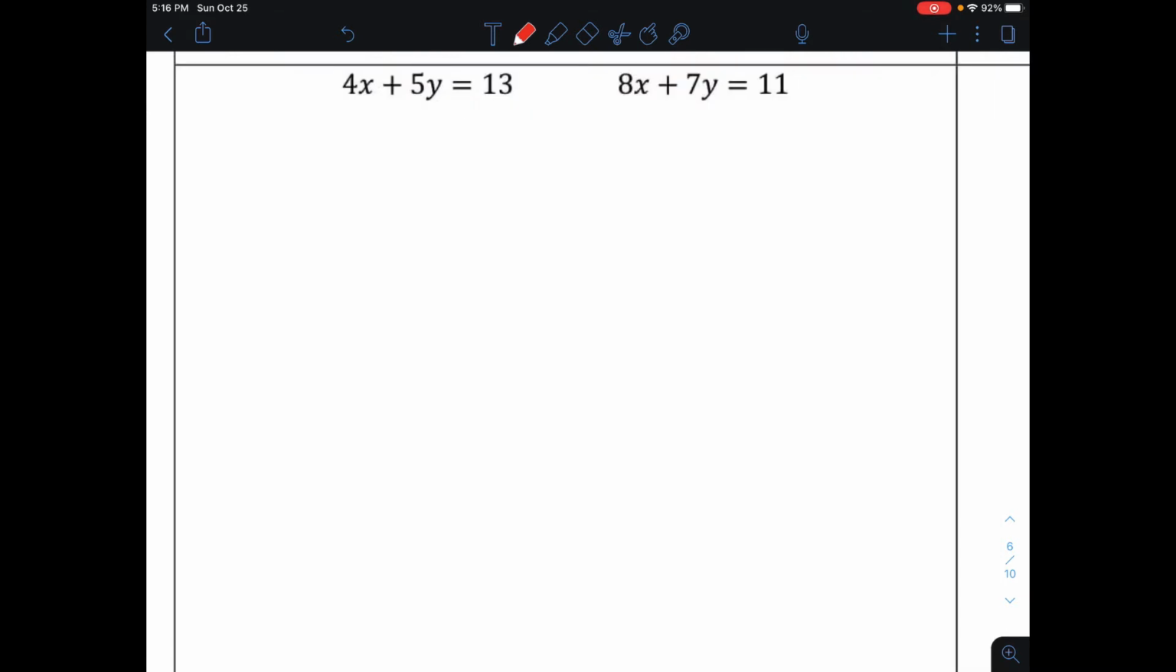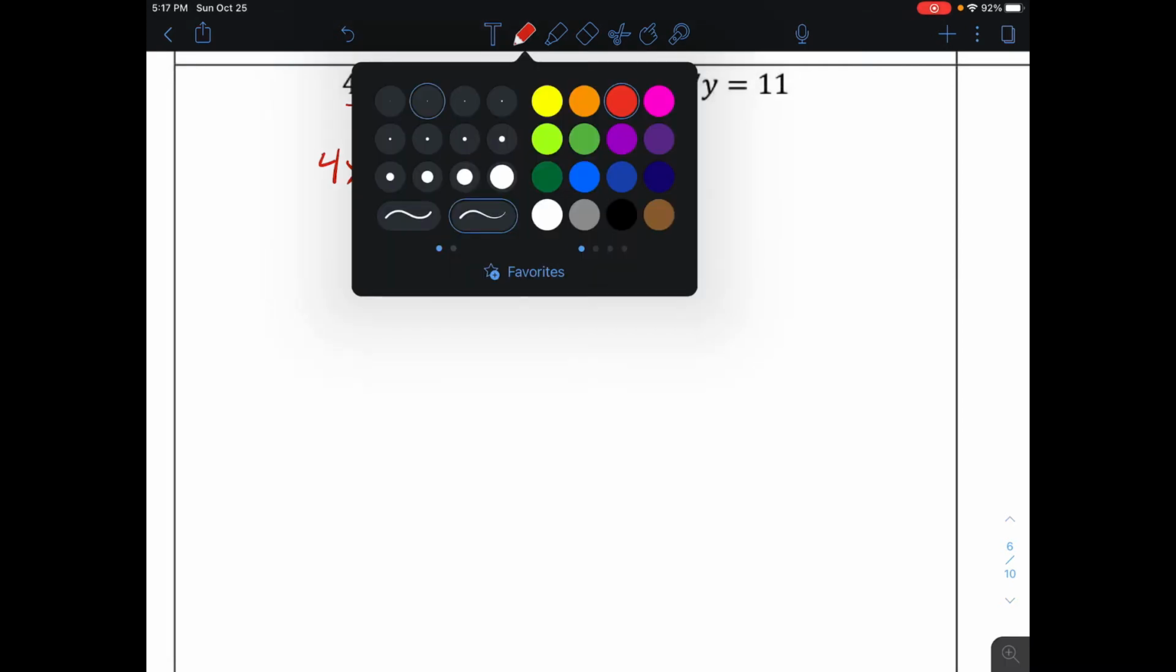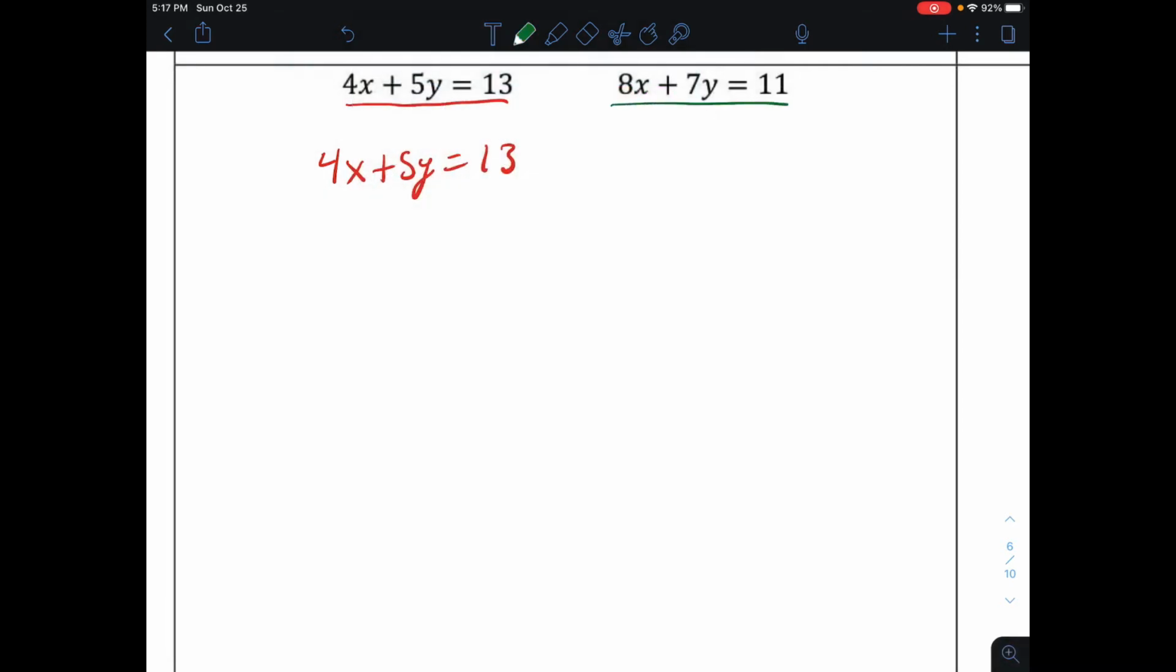All right, next problem here to solve by using the elimination method. So we'll go ahead and write the two equations on top of each other. So I'll take the first equation, which would be 4x plus 5y is equal to 13. And then I'm going to change colors and write my second equation as 8x plus 7y is equal to 11. And we'll look here, and what we'll notice is none of my variables have the same numbers. My y has a 5, my y has a 7, x has an 8, and this x has a 4.